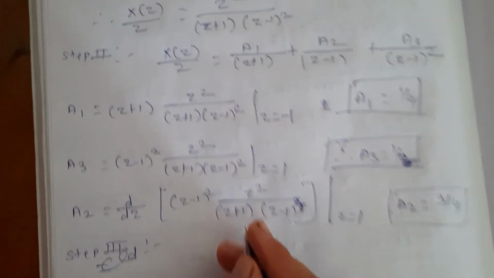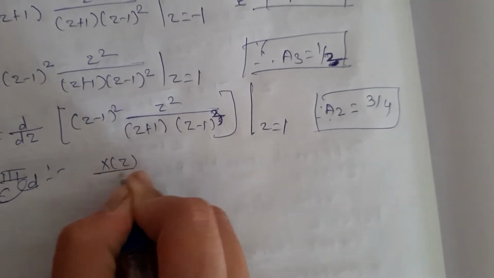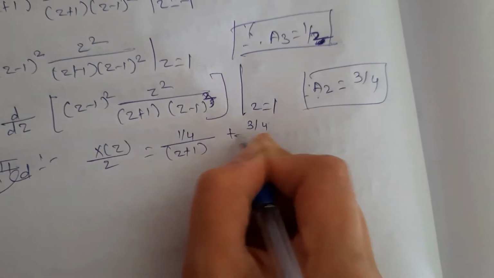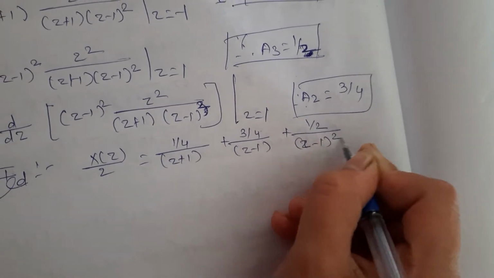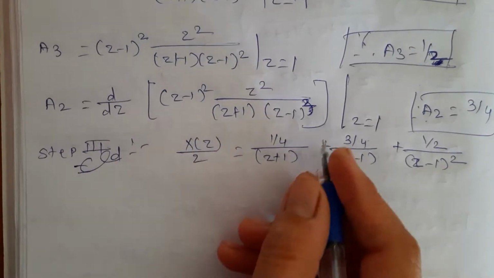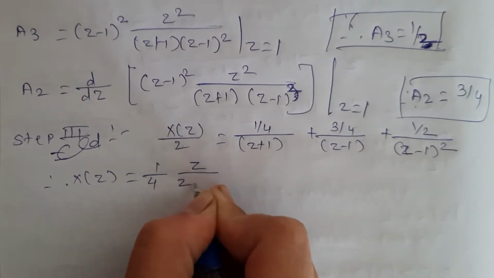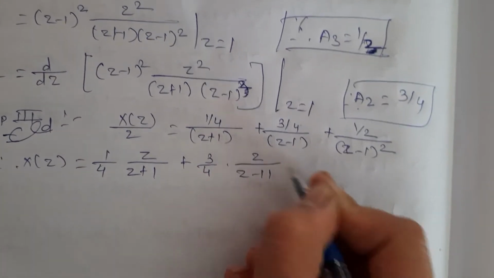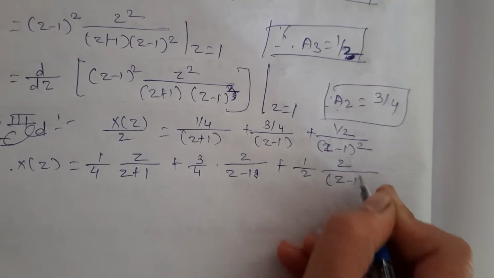Now step 3: put these values of A1, A2, A3 in the equation for X(z)/z. So X(z)/z is equal to (1/4)/(z + 1) plus (3/4)/(z - 1) plus (1/2)/(z - 1) squared. So this z goes to this side. So X(z) is equal to (1/4) z/(z + 1) plus (3/4) z/(z - 1) plus (1/2) z/(z - 1) squared.